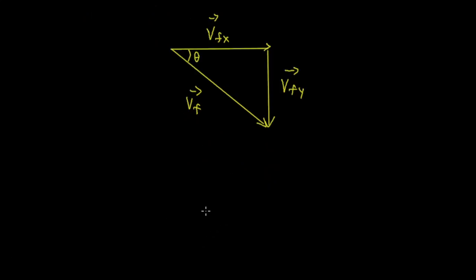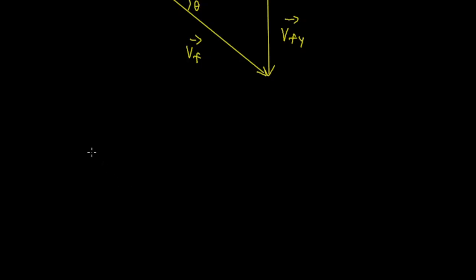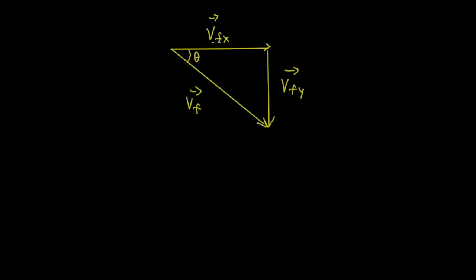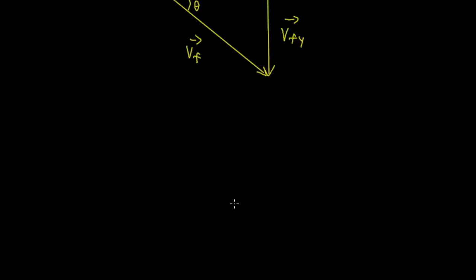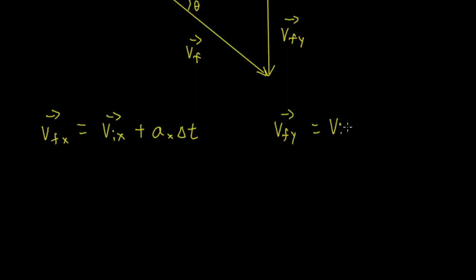Now how do we calculate v final? What formula should we use? We do know that this formula has v final, and as I said before, we have to break it out into the x and y components. So let's write this out. v final x is equal to v initial x plus acceleration in the x direction times change in time. And for the y component, v final y is equal to v initial y plus acceleration in the y direction times change in time.